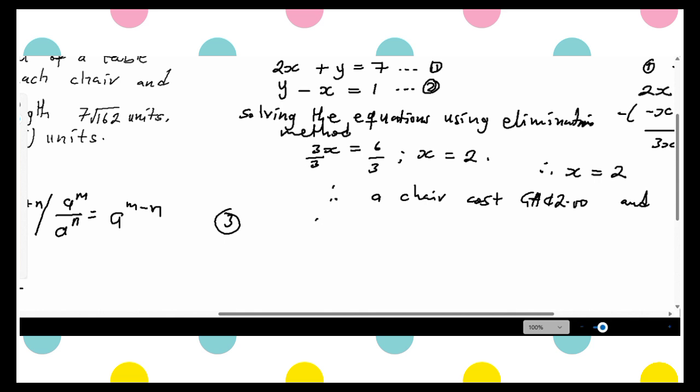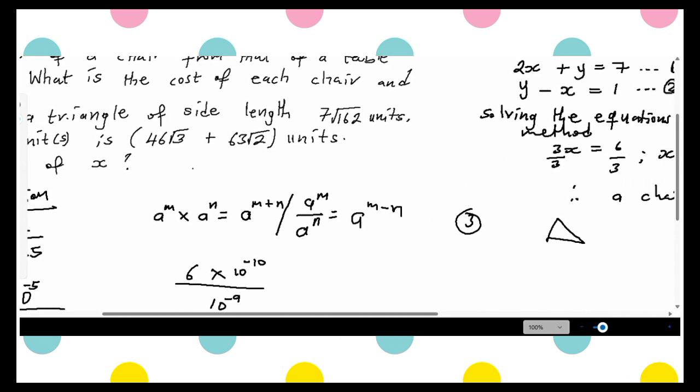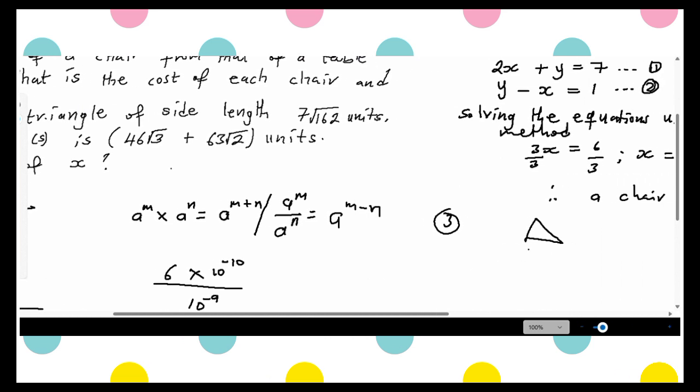A triangle has how many sides? 3 sides, right? So we can just use this one as the example. The question is saying that the triangle has side lengths. Probably the base is 7 root 162, and this side is 5 root 192, and the other side is what? The x units, which is unknown, right?